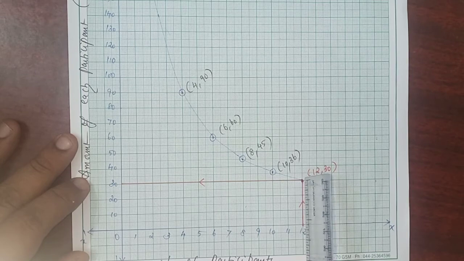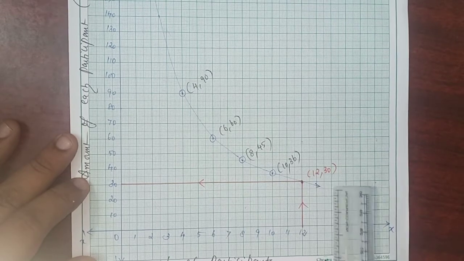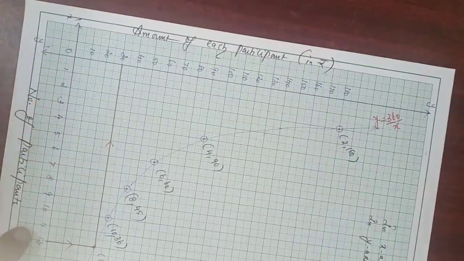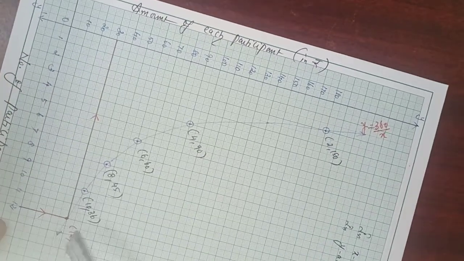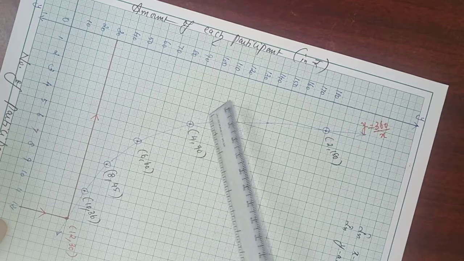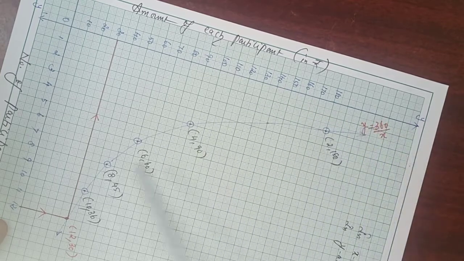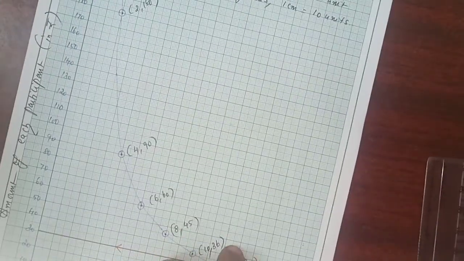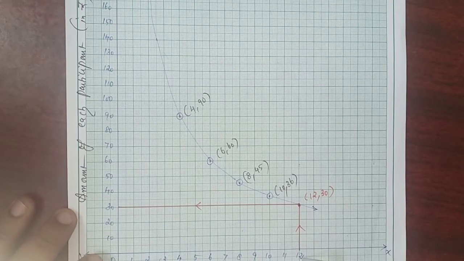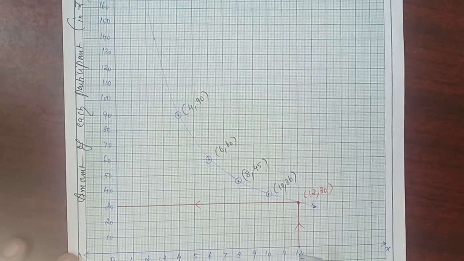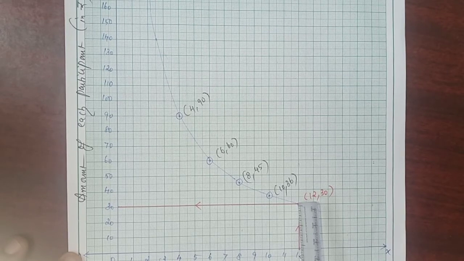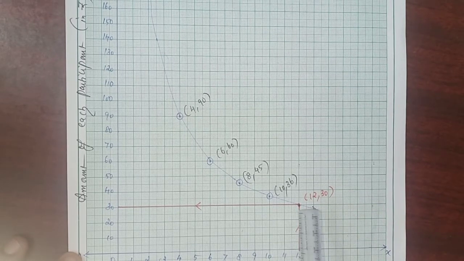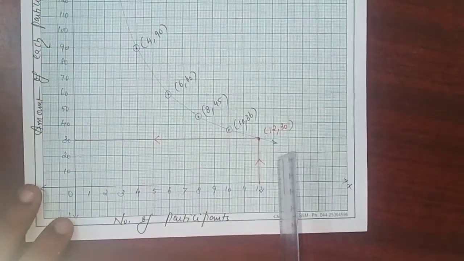Just plot the point, mark a point only, don't encircle the point. After that, join all the points freehand, without using the scale. Join like this. On the curve, you have to write the equation of the curve, y equals 360 divided by x. When x equals 12, you are asked to find the value of y. From that point, draw a line perpendicular to the x-axis. When it meets the curve, from that point draw a line perpendicular to the y-axis, where it meets 30. Here 12, here 30. So what point is it? 12, 30.